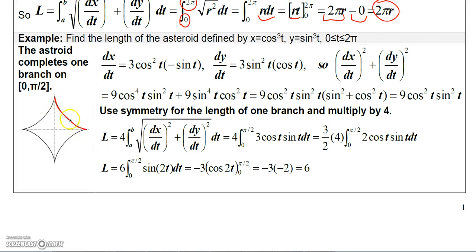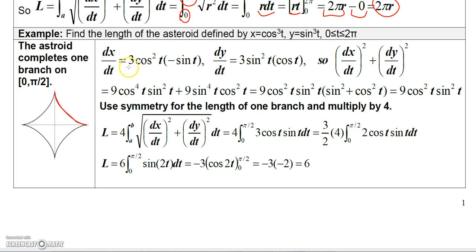So due to the symmetry, I can just find the length of one branch and then just multiply it by 4. So just remember that when I get ready to do the integration. Okay, now if I take the derivative of this with respect to t, that's just going to be 3 cosine squared t times minus sine t. And then if I take the derivative of this with respect to t, that's going to be 3 sine squared t cosine t. Okay, well then I have to take these and square them and then add them up to find out what goes in the radical when I get to the formula.